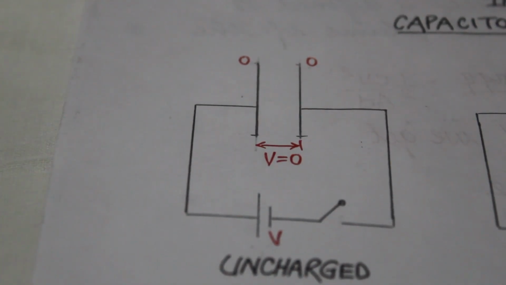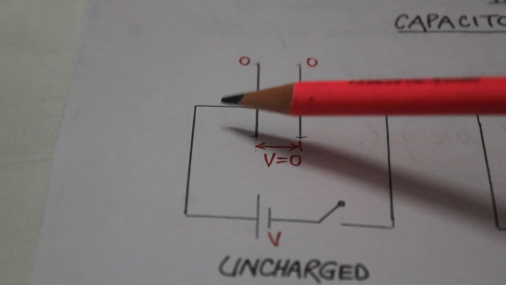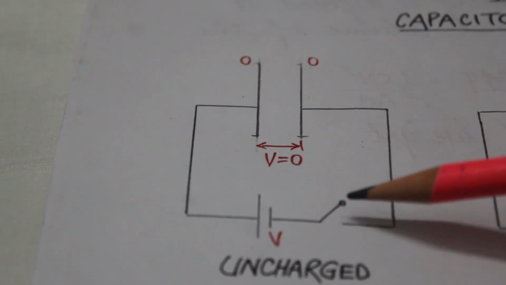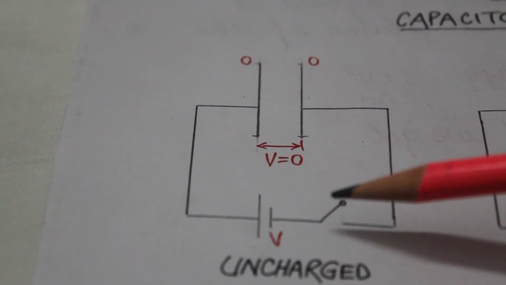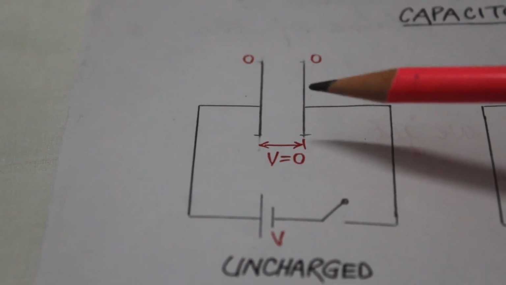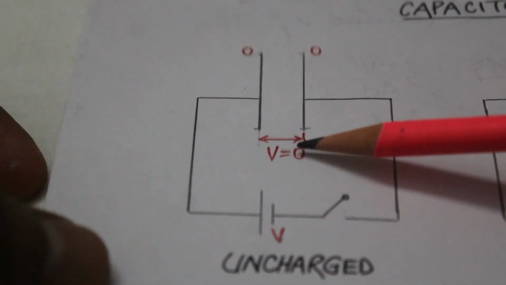As you can see in the diagram, there is a parallel plate capacitor which is basically uncharged. It is connected across a battery of potential V and the switch is open. Since the switch is open, no current flows or no charge transfer takes place. Hence, the potential between the two plates of the capacitor will be zero.